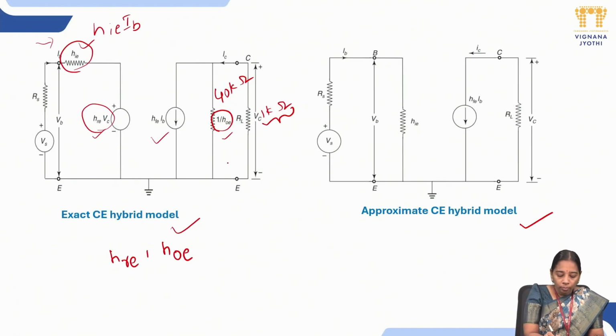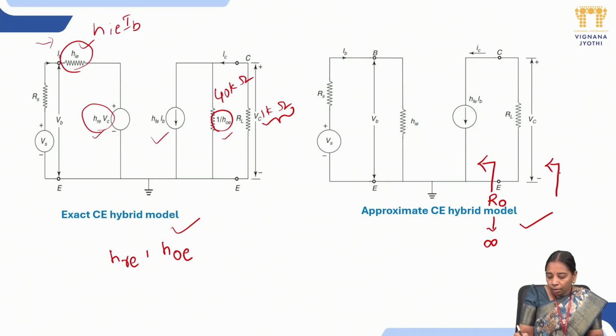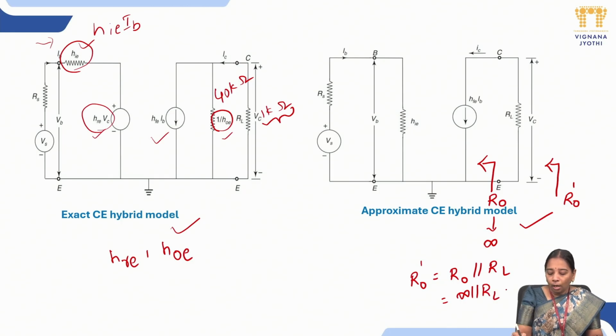So till here we have calculated our output impedance as infinity. Here the output impedance will be equal to R0 dash. This R0 dash will be equal to R0 parallel RL, which is nothing but infinity parallel RL, meaning the output impedance will be nearly equal to RL itself. So this is all about the approximate analysis.